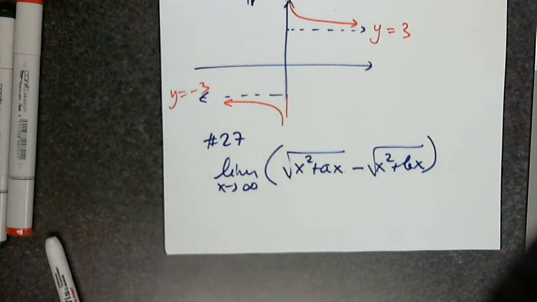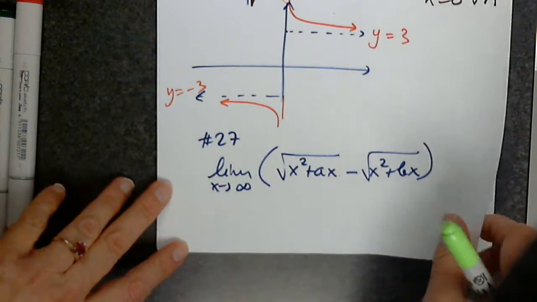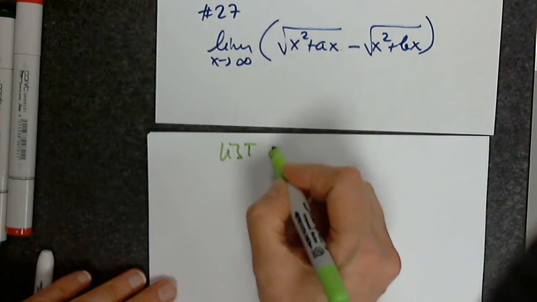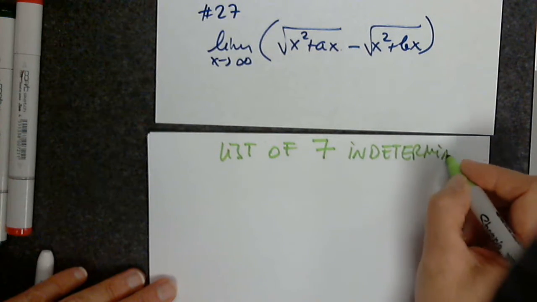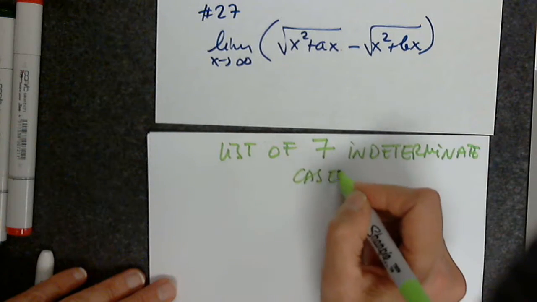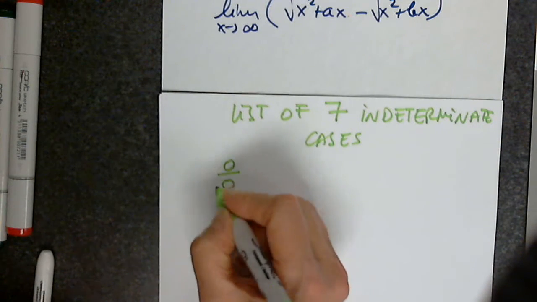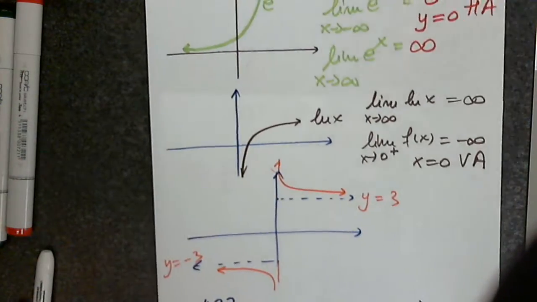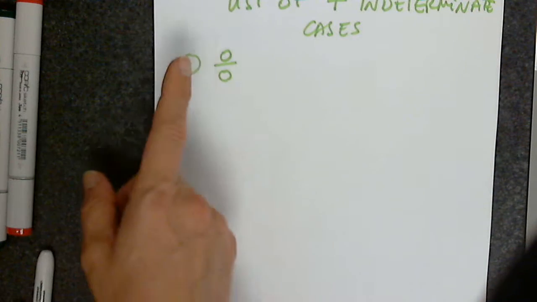We're going to start a list of indeterminate cases. Okay, so I'll come back in a second. So, list of 7 indeterminate cases. The first indeterminate case that we already saw is 0 divided by 0. That's our first one. Slowly but surely, we're going to get through all 7. Okay, so I'm coming back here. So list of indeterminate cases, not undefined, indeterminate: 0 over 0.